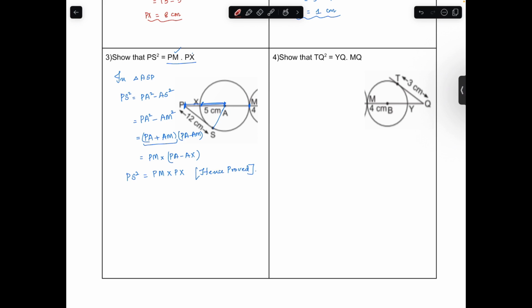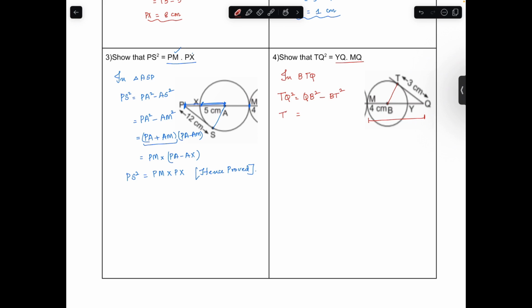Question 4. Show that TQ square is equal to YQ times MQ. TQ, YQ, MQ all lie in the small circle. So let's consider the small circle for solving this question. In triangle BTQ, applying the Pythagoras theorem, TQ square is QB square minus BT square. If we observe the statement to be proved, we have YQ and MQ on the RHS. YQ and MQ lie on the line segment MQ. So let's replace this BT by BM.